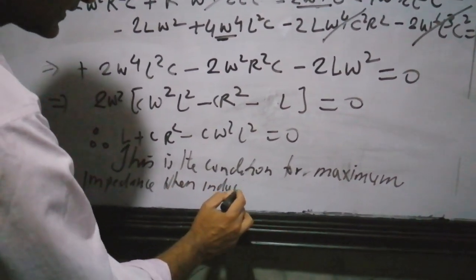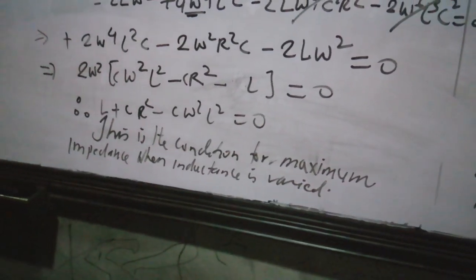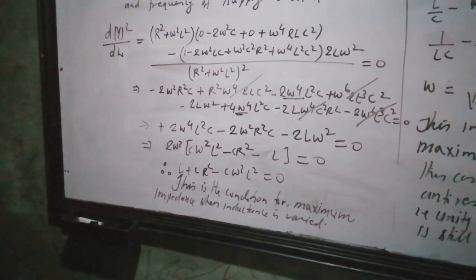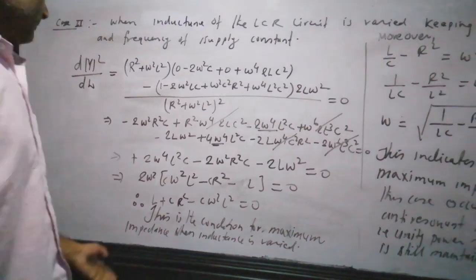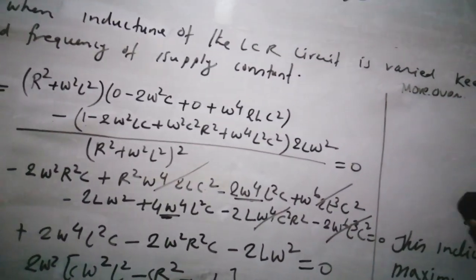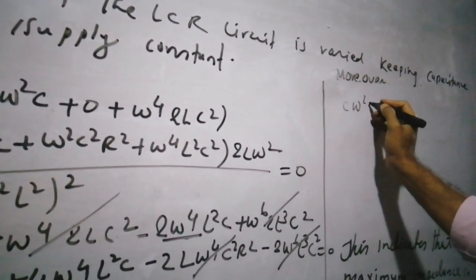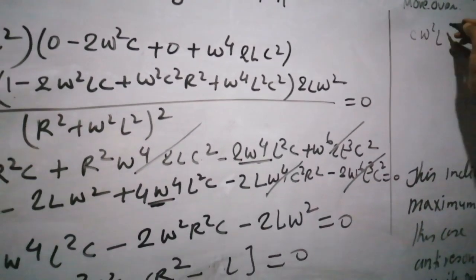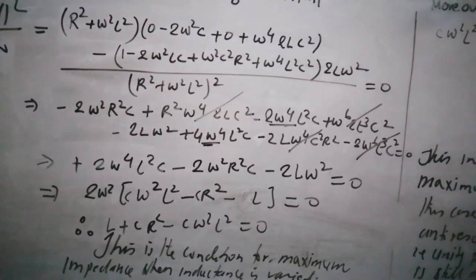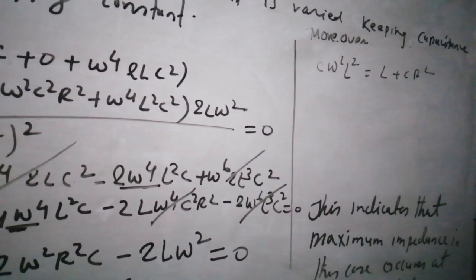When inductance is varied, this is not the same frequency where antiresonance occurs. You may check this by solving for omega square. Let me check this again. If I solve this, I take C omega square L square on the right side, and the remaining terms on the other side, and I get this equals to L plus CR square.